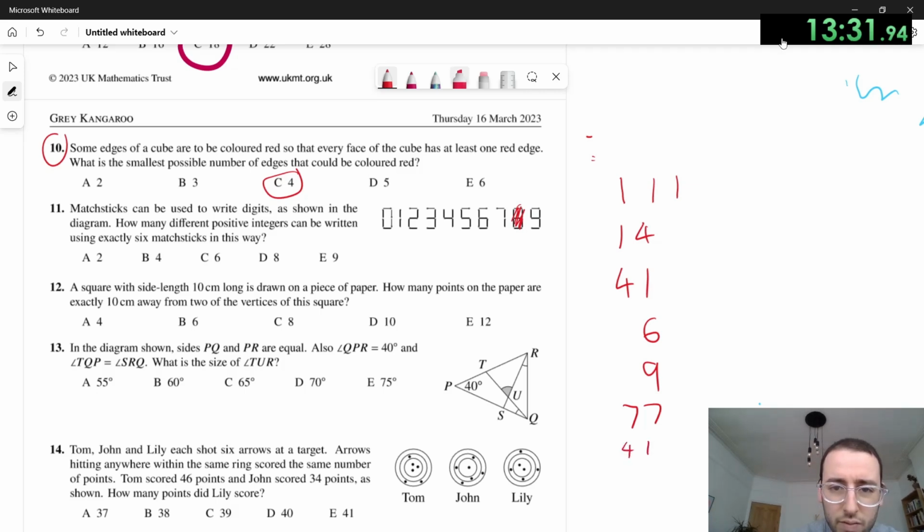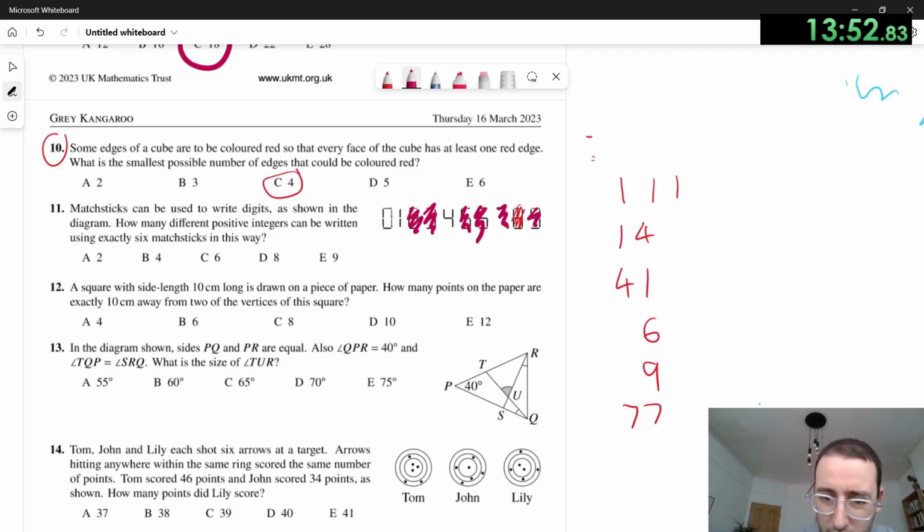Oh no, I've done that. 1, 2, 3, 4, 5. You can't do 2s with any. Can't do 3s with any. Can't do 5s with any. 1, 2, 3, 4, 5, 6. Done 6. 7 has to match with a 3, and so it's just 77.